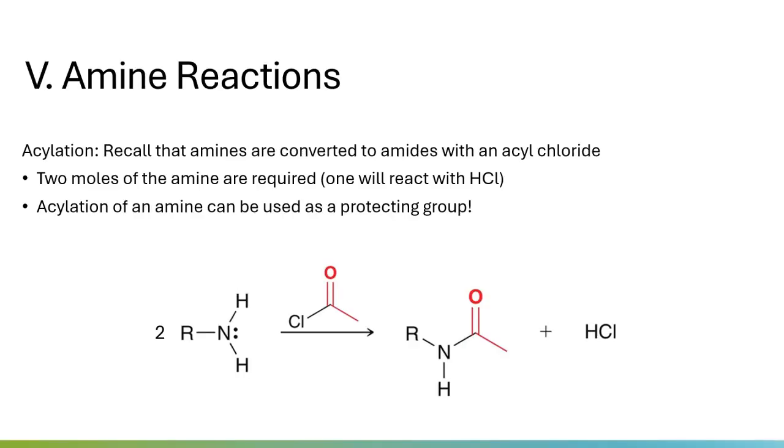5. Amine reactions. Acylation. Recall that amines are converted to amides with an acyl chloride. 2 moles of the amine are required as one will react with hydrochloric acid. Acylation of an amine can be used as a protecting group.